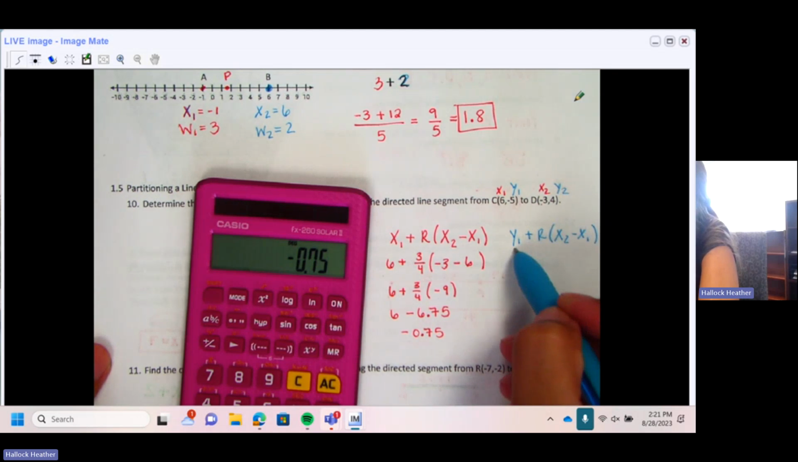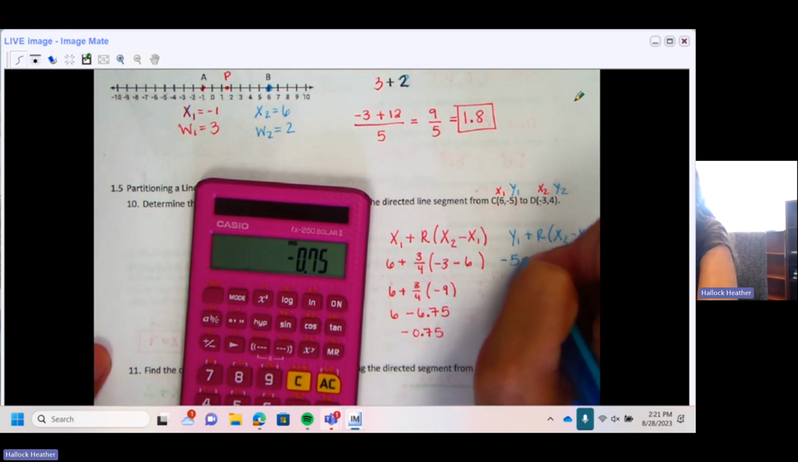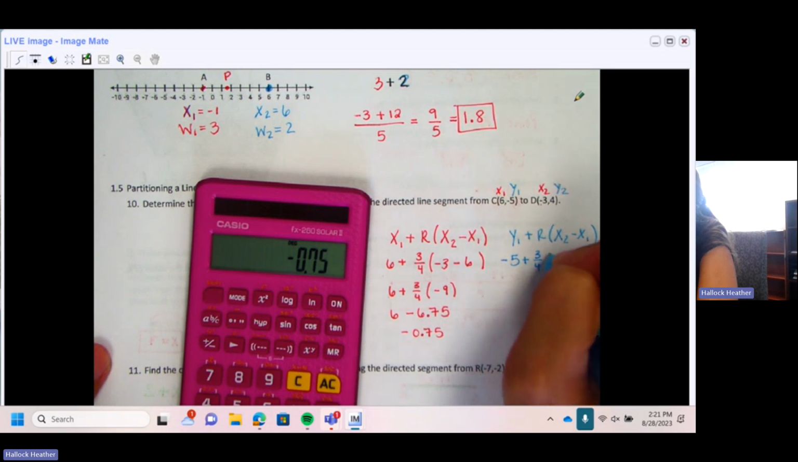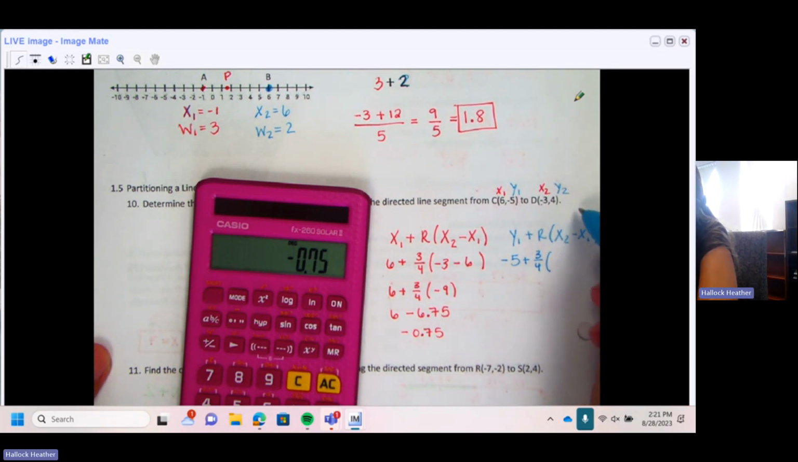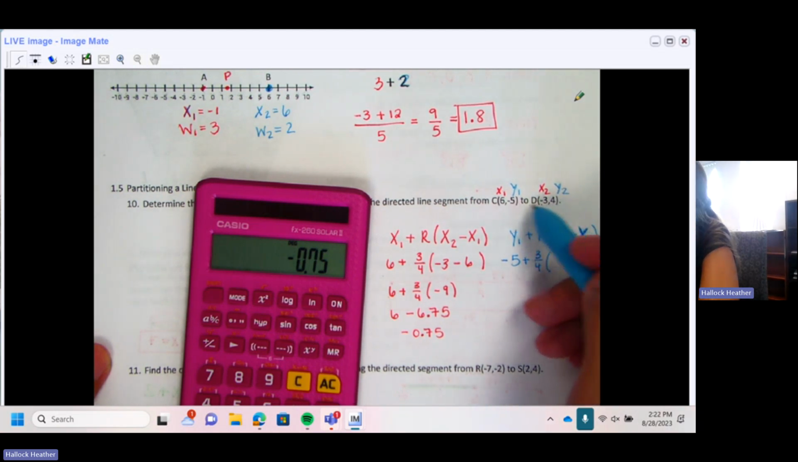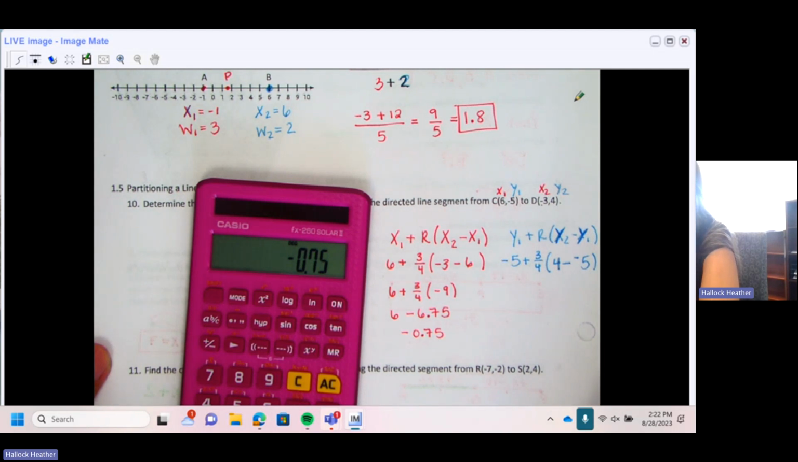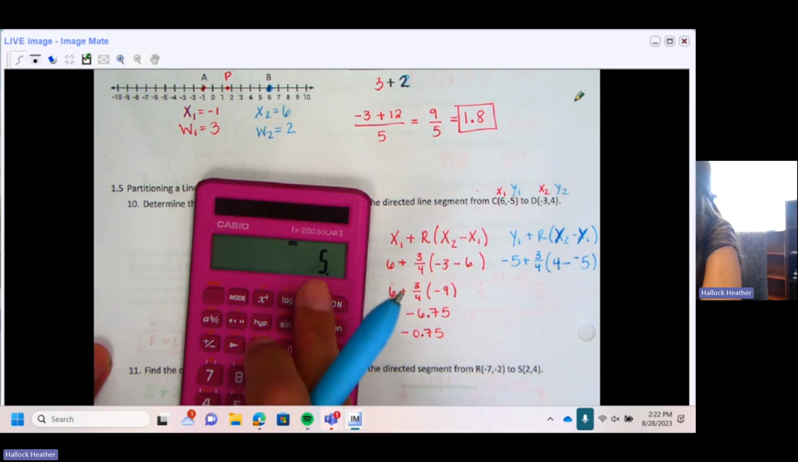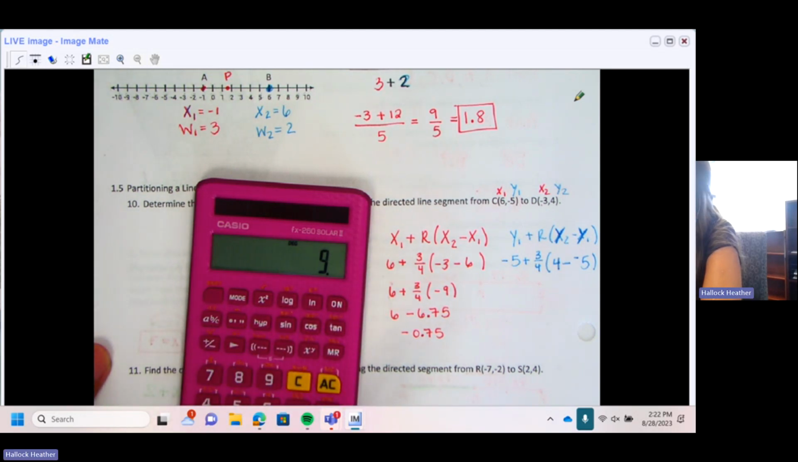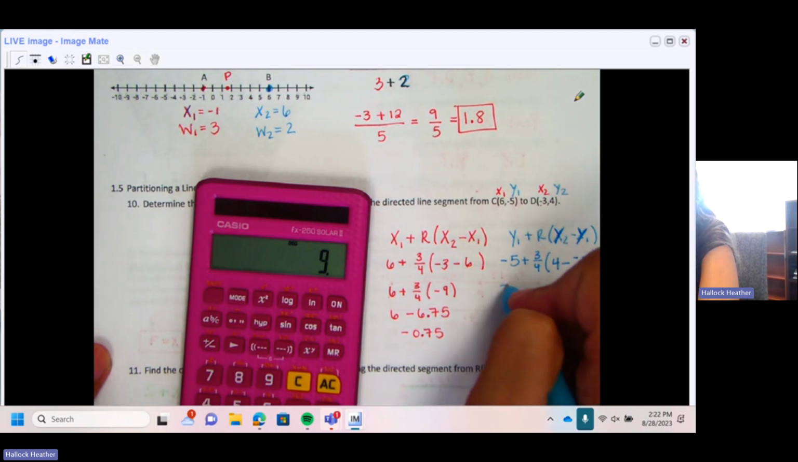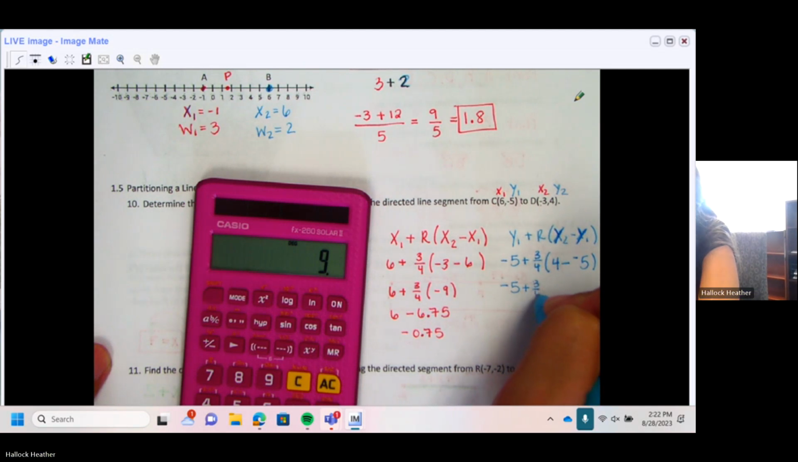So the first Y value is -5. I'm adding the ratio as a fraction, which is 3/4. I'm doing Y2 minus Y1. So 4 minus -5. If you are subtracting a negative, it's going to add. Your calculator knows to do that too. If you do 4 minus 5, 5 has to be negative. That makes +9 because it's really 4 plus 5. So I'm doing -5 plus 3/4 times 9.